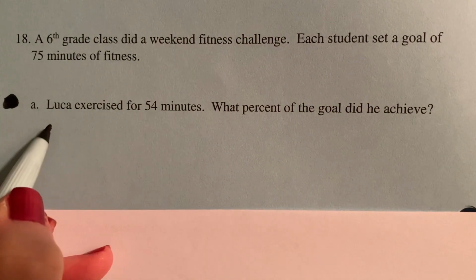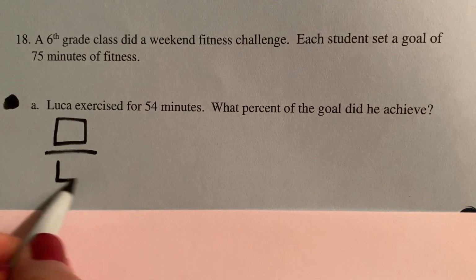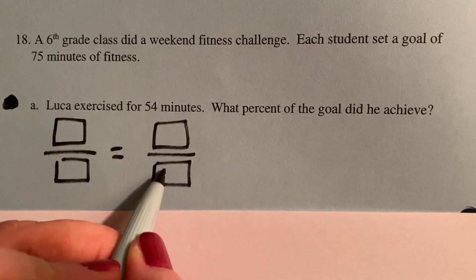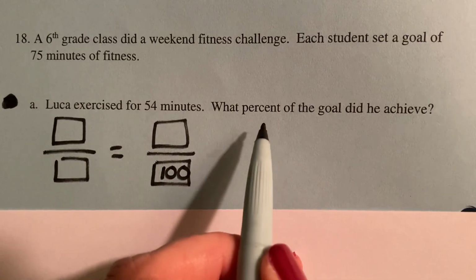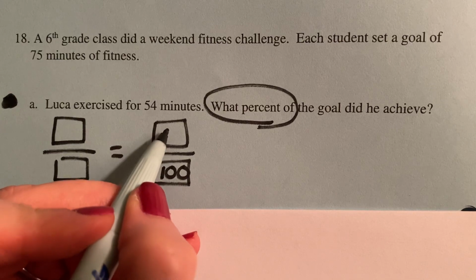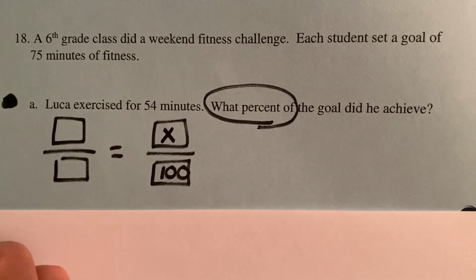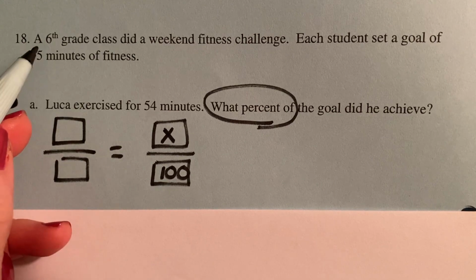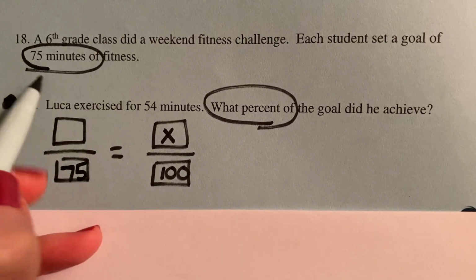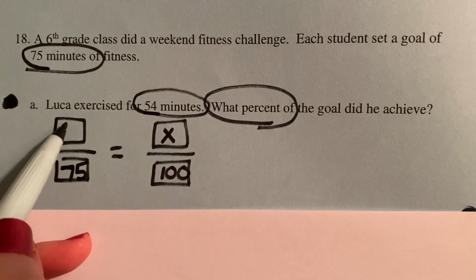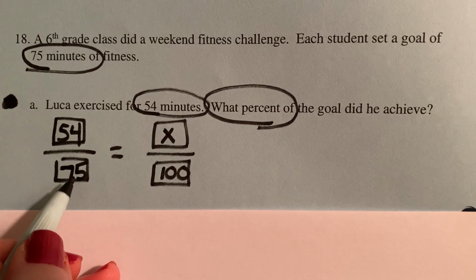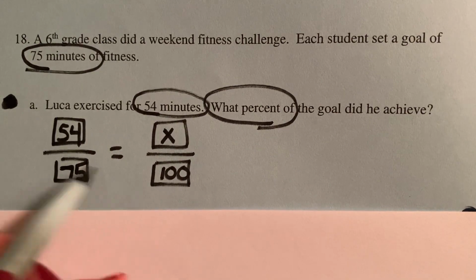So you still set up your 4 boxes. And you can probably tell from a mile away what's going to happen here. We know this is 100. We don't know the percent. We're looking for the percent. So now the X goes here where the percent normally goes. Now, the whole was that he was supposed to exercise 75 minutes. The part is that he exercised 54 minutes. So we're looking for what percent out of 75 minutes is 54 minutes. So we're going to cross.